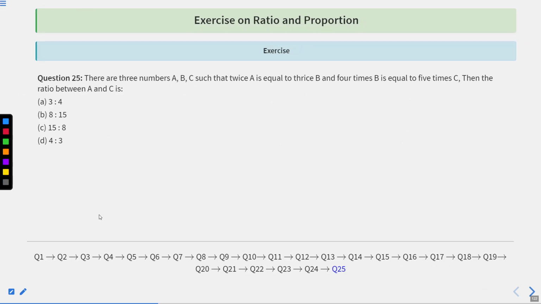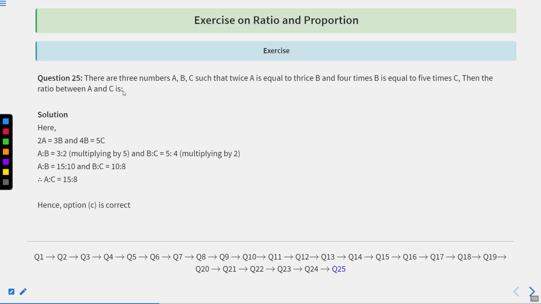Let us now have a look over the last question for this lecture. There are three numbers A, B, C such that twice A is equal to thrice B and 4 times B is equal to 5 times C. Then the ratio between A and C is. So in this question, it is said that 2A is equal to 3B and 4B is equal to 5C, and we have to find the ratio between A and C.